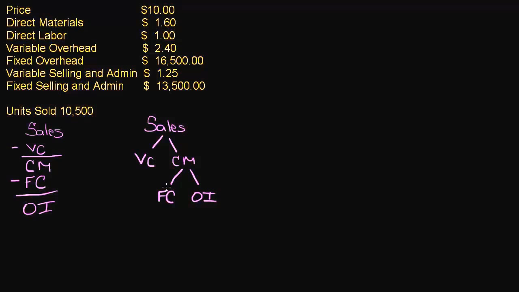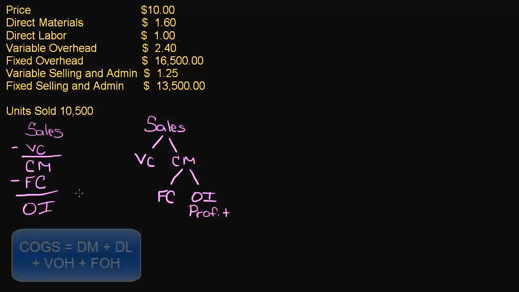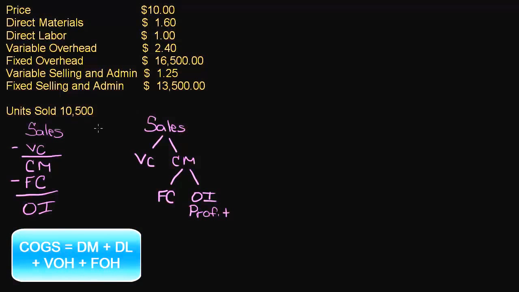So every dollar in sales either becomes variable cost or contribution margin. That contribution margin either becomes fixed cost or profit, operating income, also called profit.